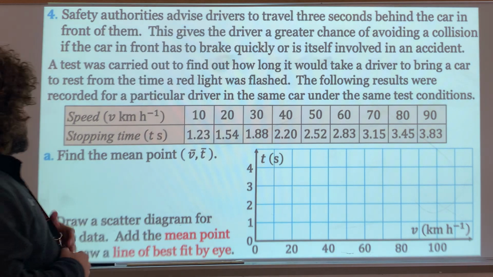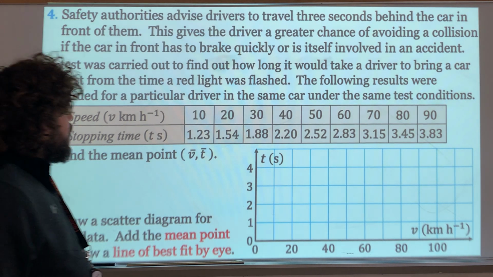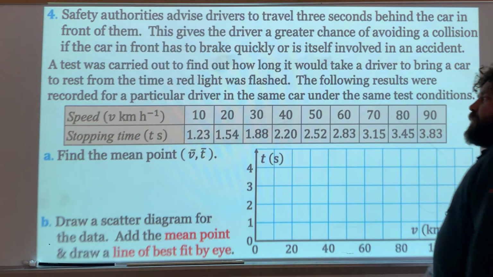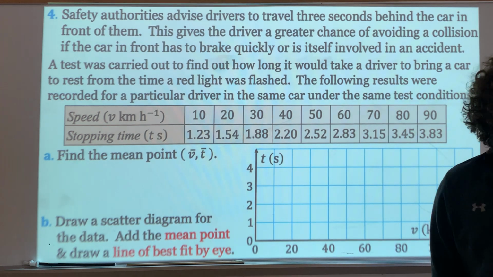My bad. A test was carried out to find out how long it would take a driver to bring a car to rest from the time a red light was flashed. The following results were recorded for a particular driver in the same car under the same conditions. That was a lot to write and type.